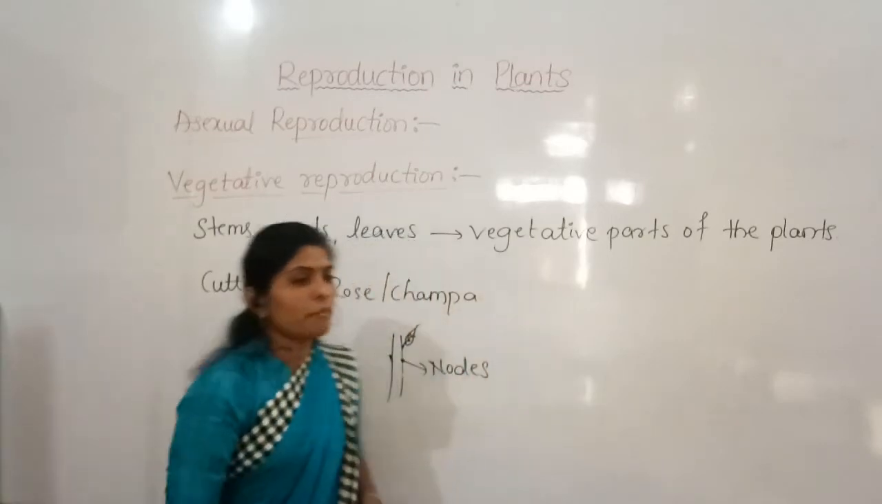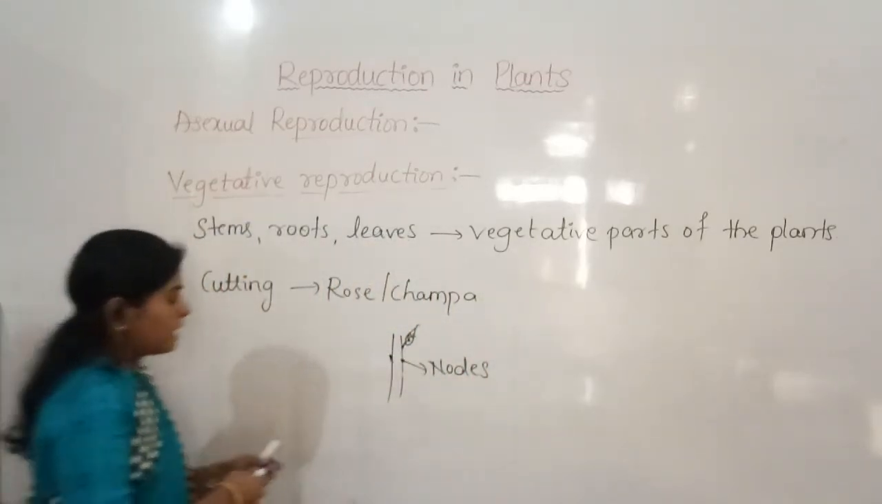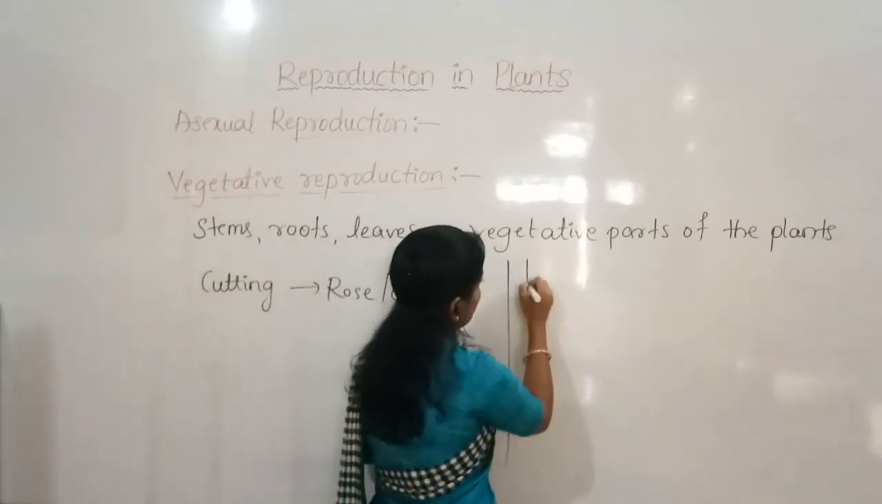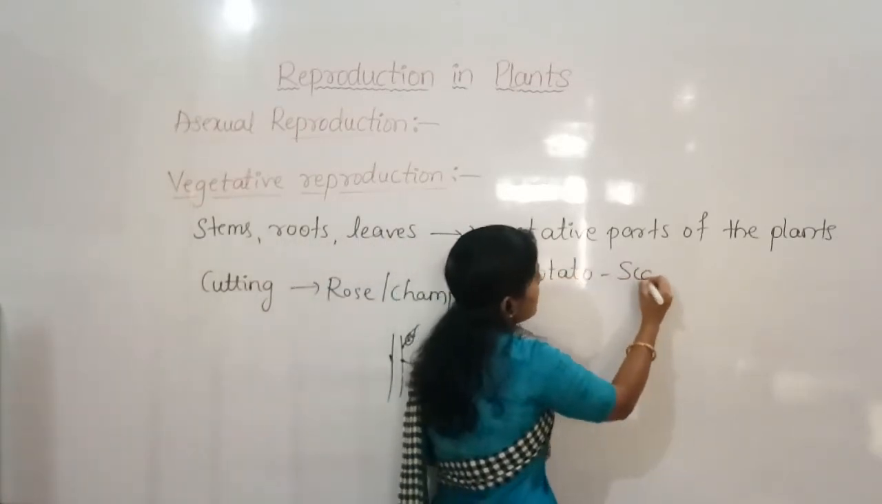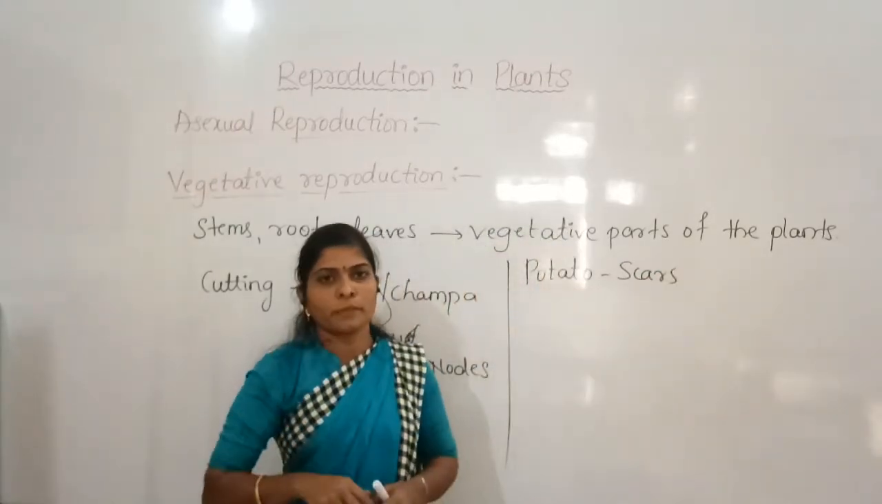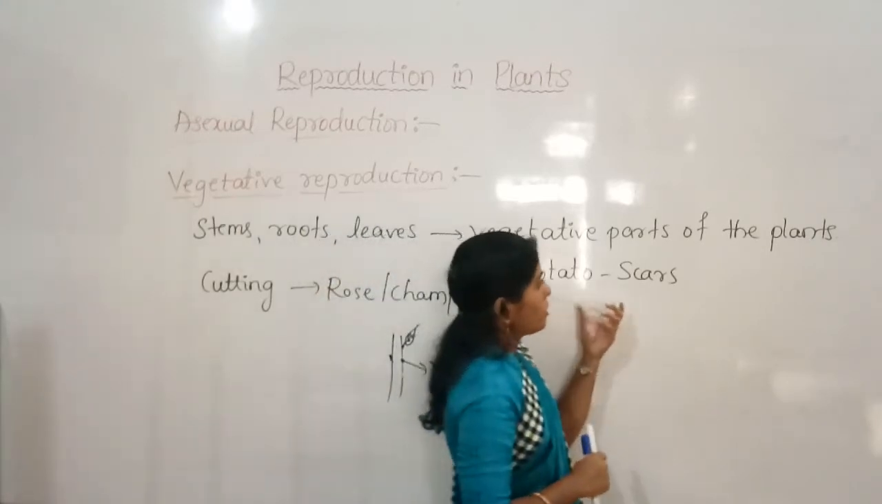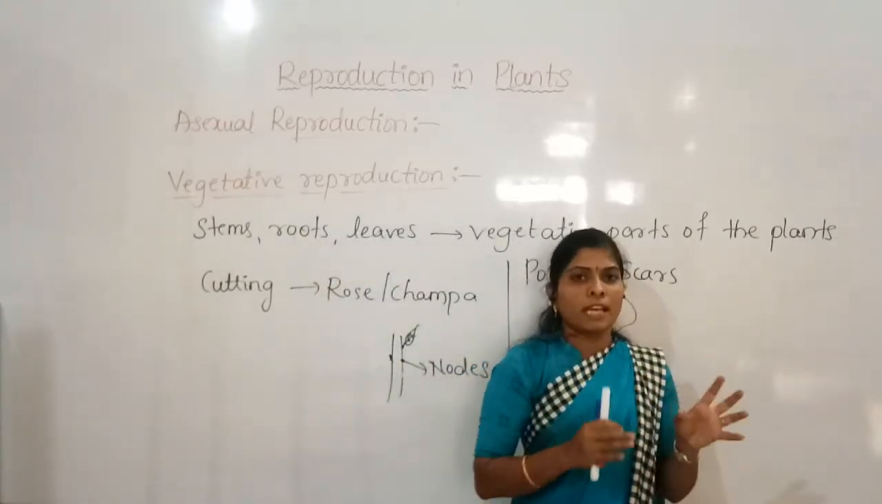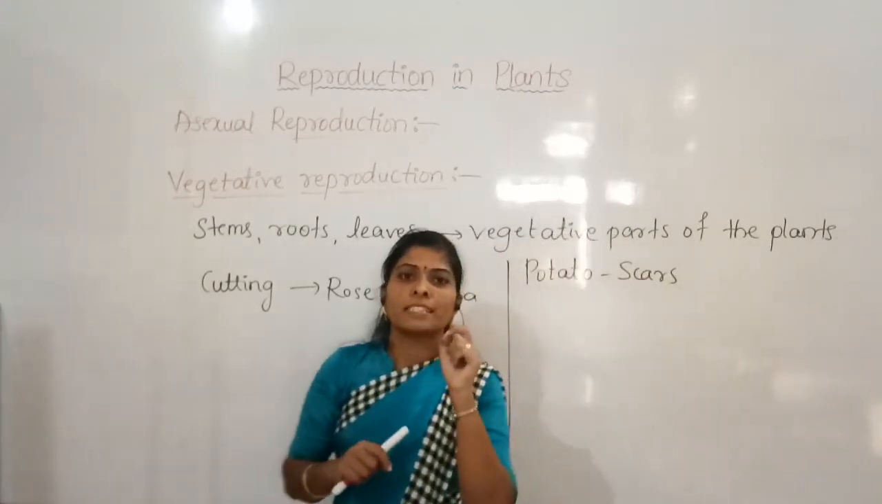In the same way, just observe the potato. If you observe the potato, you can see the scars on it. Potato, dots are visible, scars. So if you leave the potato for some time in a place, you will observe a new plant started growing on the potato.